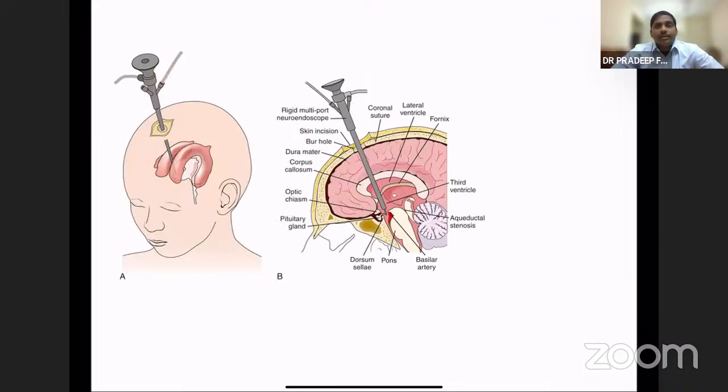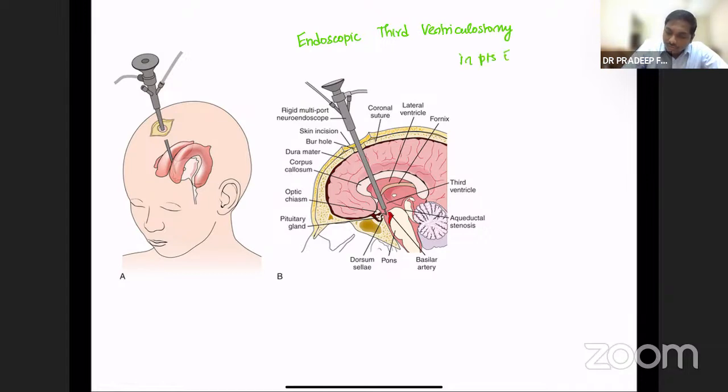And there is another option for draining the CSF, that is called the endoscopic third ventriculostomy. Endoscopic third ventriculostomy is particularly useful in patients with aqueduct stenosis, cerebral aqueduct stenosis. What is this aqueduct of Sylvius? This aqueduct is the area that connects the third ventricle to the fourth ventricle. Whenever there is any obstruction at the level of the aqueduct by any midbrain tumor, the patient will have hydrocephalus.